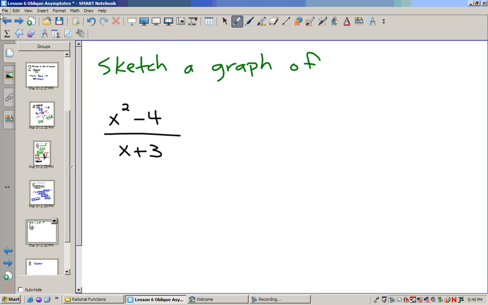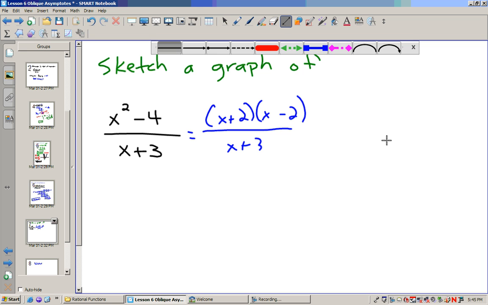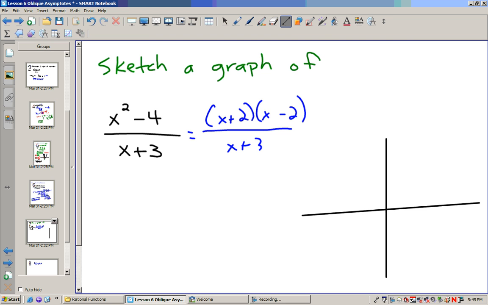Alright, now let's try to sketch the graph of this. Now you pause the video, see how well you do on your own, and then we'll go from there. Hopefully you're done. Oops. This is x plus 2, x minus 2, over x plus 3. So to sketch this graph, we know it has zeros at negative 2 and 2, and at negative 3 is a vertical asymptote.